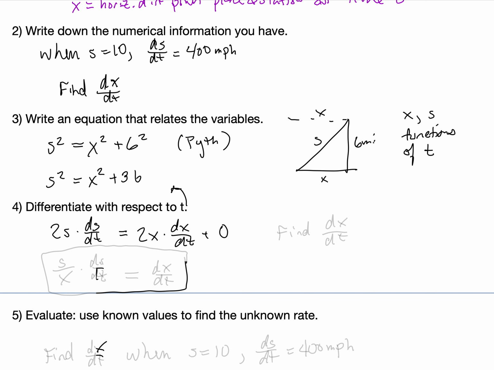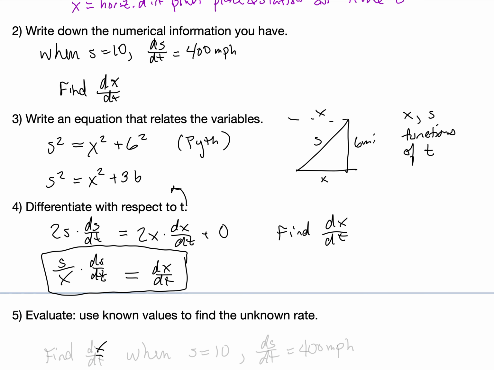And now we can solve for what we're looking for. We want to find dx/dt. So let's solve for dx/dt. We can divide both sides by 2x to get dx/dt alone on one side. The 2 divided by 2 just cancels. So s over x times ds/dt equals dx/dt. So that is an equation that relates these variables as well as their rates of change together.